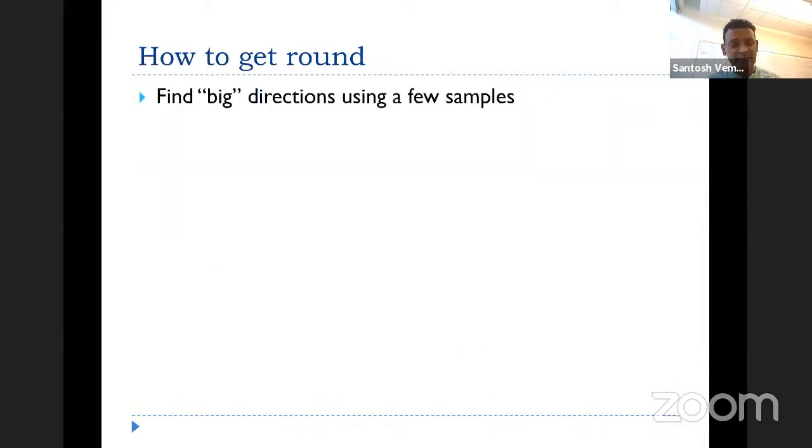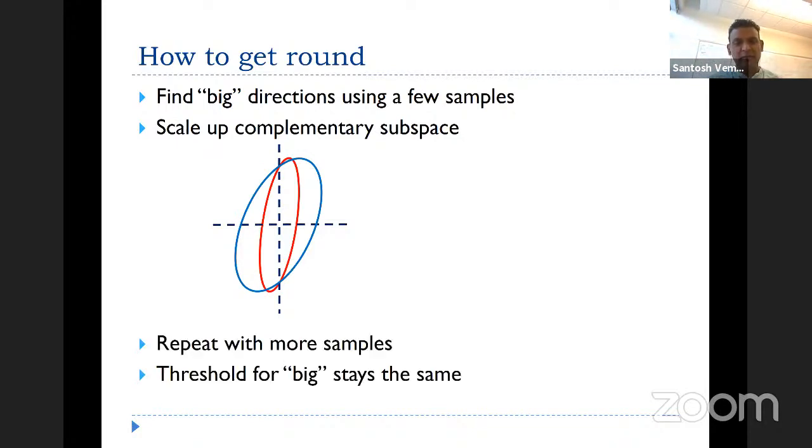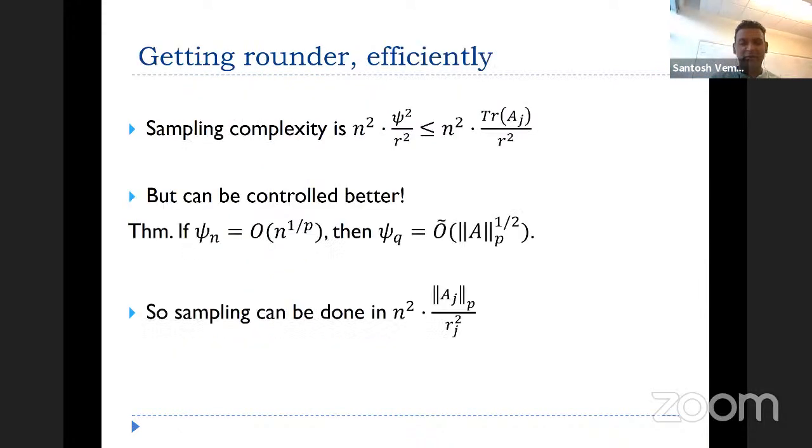So here it is in more detail. We want to find the large directions using a few samples and then scale up the complementary subspace, right? That's the point. Find the large directions and everything orthogonal to it will scale up. And repeat this with more samples. The threshold for what's big will stay the same. We're scaling up so the inner ball is growing. It doesn't matter as long as everything is growing, but the point is the inner ball is growing, the largest directions are not growing. So this ratio is getting better.